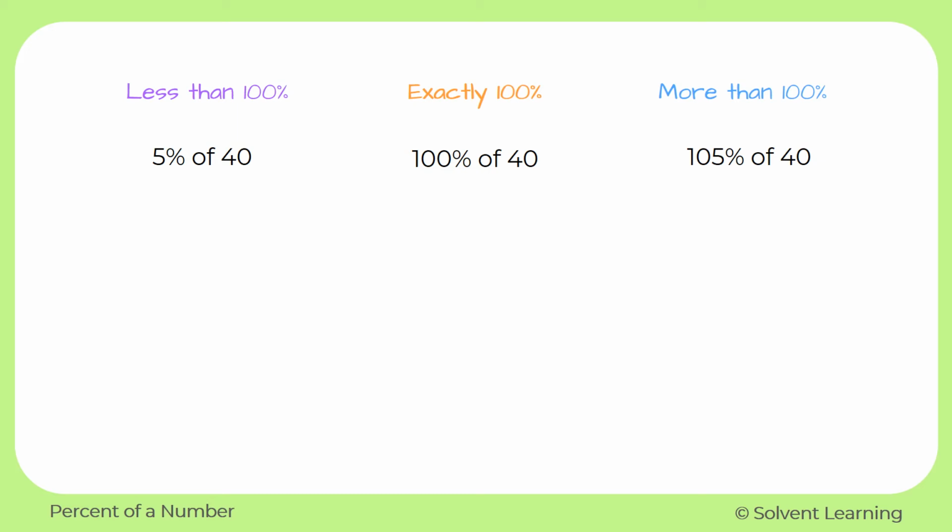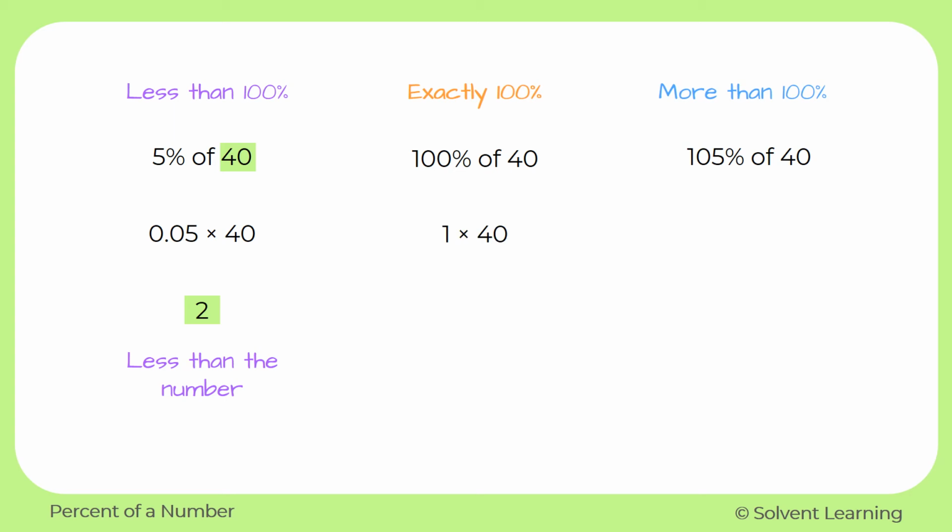So let's take a look at the one on the left. If we want to find 5% of 40, we can write it as a decimal, 0.05, and then multiply that by 40. In that case, our final answer is 2. So notice that our final answer of 2 is less than the original number that we started with, which was 40. Whenever our percentage is less than 100, our final answer is going to be less than the number that we started with.